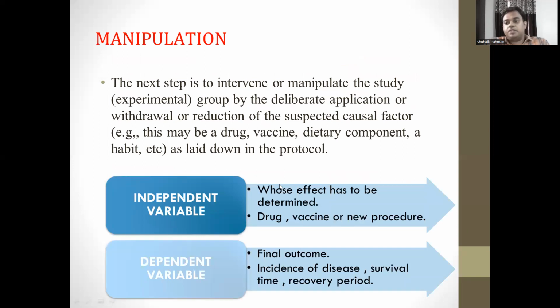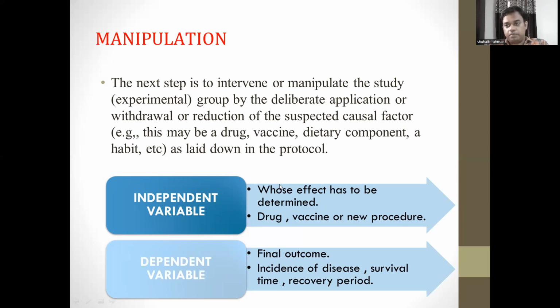Once you are randomized into 2 groups, now comes your manipulation. Manipulation, as I told earlier, can be a drug, a vaccine, a chewing gum, a patch, a sticker, or anything. We are going to intervene or manipulate this group by the deliberate application or withdrawal, sometimes withdrawal of an etiological factor also, when the suspected causal factor is a drug, vaccine, battery component, or a habit, as per the protocol. So this is what is called manipulation.